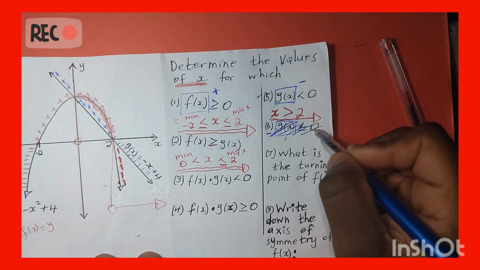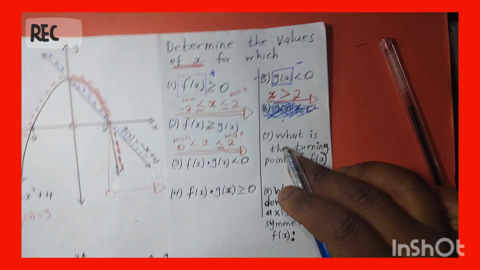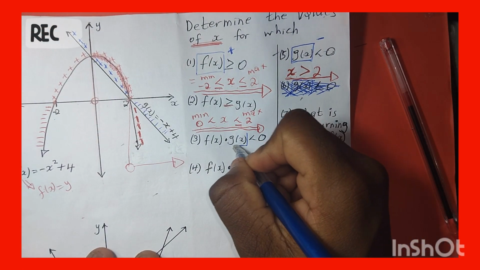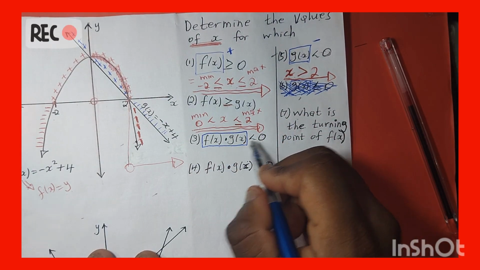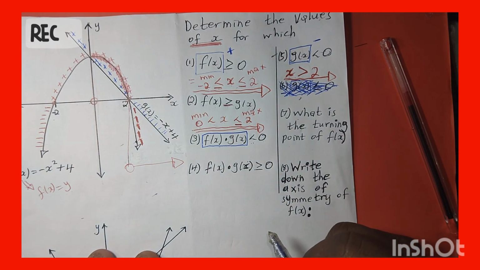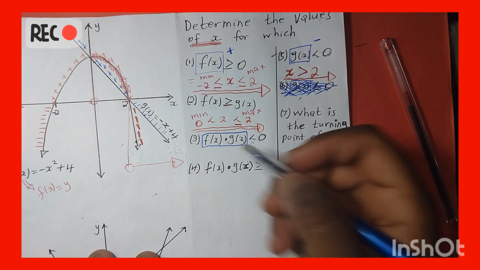So this one, no need for me to do it. Still one and the same. Yeah. So now I can do this one. This symbol says that when you multiply these two graphs, they are less than 0. When you multiply them, they are less than 0.